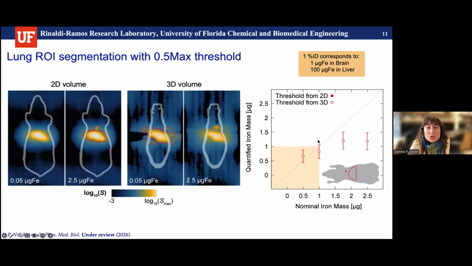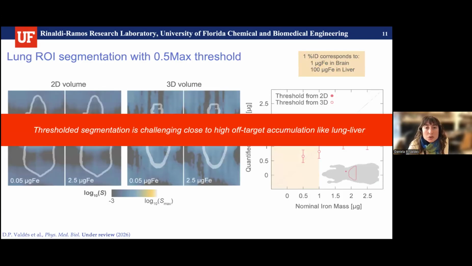So when we look at the parity plot, these are the 4 points we could actually segment and quantify, and none of these are 2D, since even for the largest mass, we have this spurious signal connecting to the lung region. So of course, high off-target accumulation is affecting our region of interest quantification, and we need some way to prevent this.